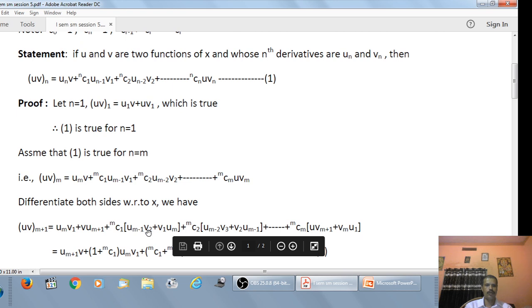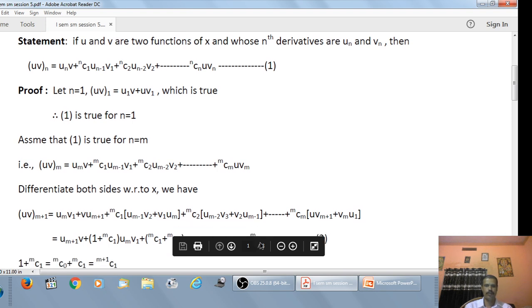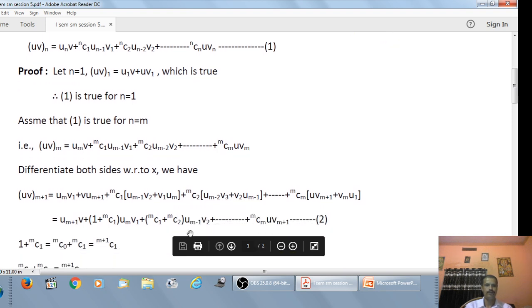u^(m-1)v2 appears in two places, u^(m-1)v2 and u^(m-1)v2. Now take u^(m-1)v2 common. The remaining is mC1 plus mC2 after taking u^(m-1)v2 common, plus etc.